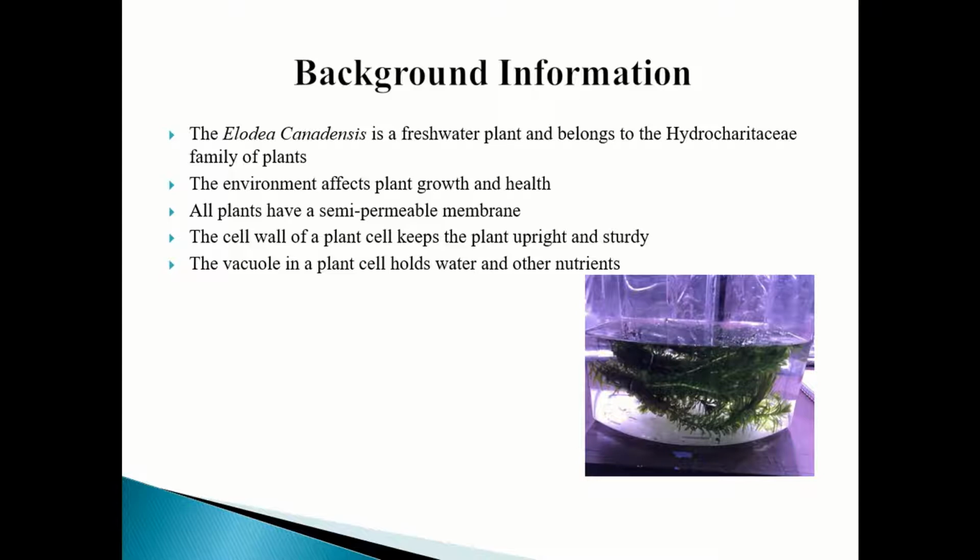All plants have a semi-permeable membrane which allows water to move in and out of the plant cells. Plants also have a cell wall which keeps the plant upright and sturdy. The vacuole in a plant cell holds water and other nutrients. The vacuole can also affect how sturdy the plant is and affect the cell wall too. Siderosis is the permanent collapse of the cell wall due to too much water being lost in the vacuole.